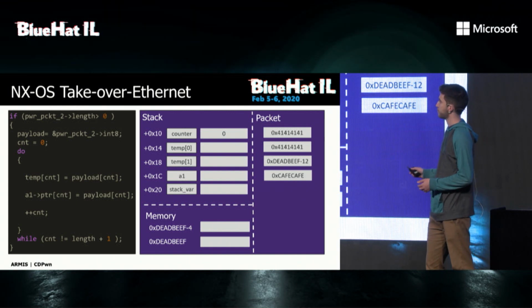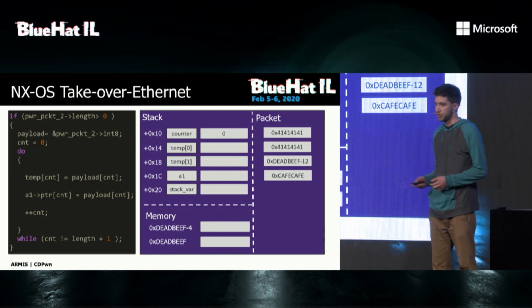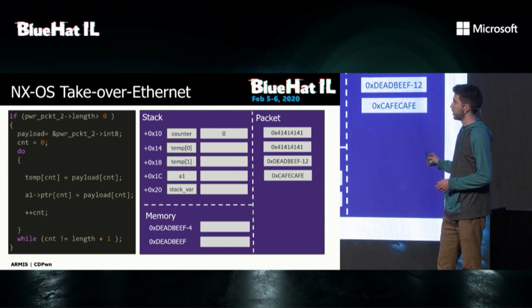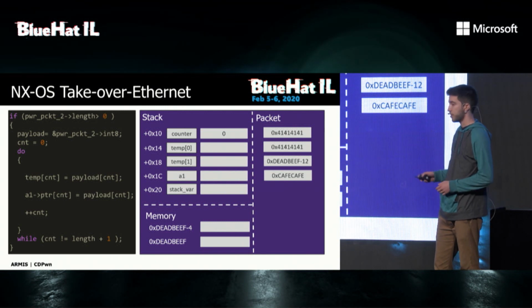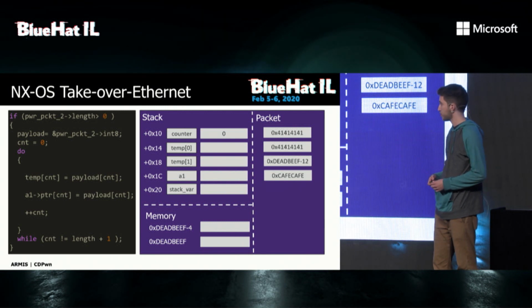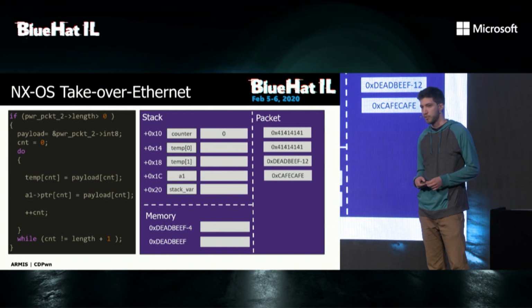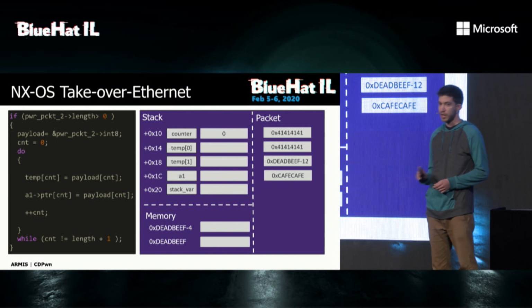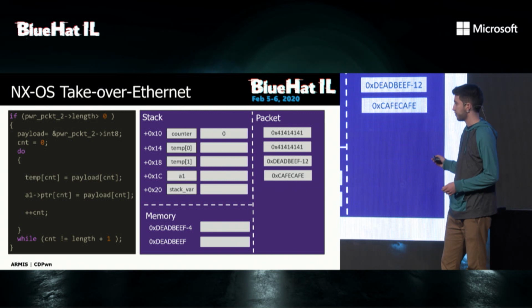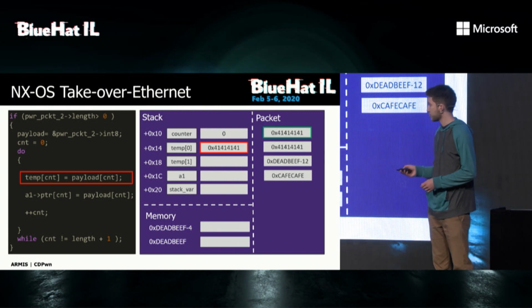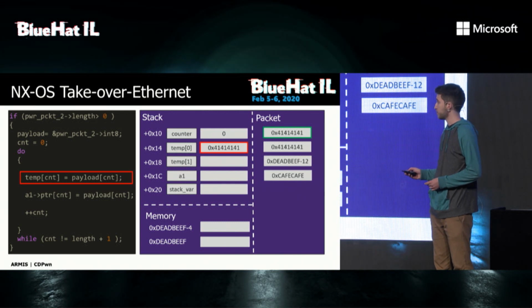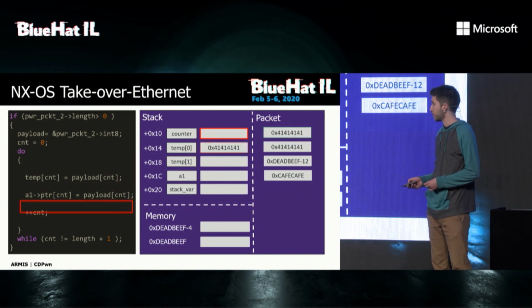So on our left, we have a simplified version of the code, and on our right, we have a memory map. On the right side of the memory, we have the packet being sent. On the top left, we have a simplified stack frame, and on the bottom left, we have the memory region around the address deadbeef. Our goal is to write cafe into the address deadbeef. So let's do it. So the first step, we're going to write the first D word into the first cell in temp, and we're going to increase the counter.